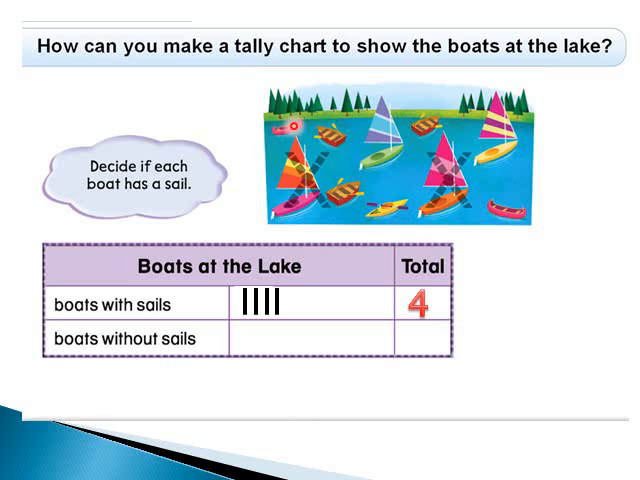For each boat, a tally mark. This first boat, one tally mark. The second boat, another tally mark. This boat, a tally mark. This boat, a tally mark. Now take care. I have 4 tally marks. So for this second boat, how will I put my tally mark? Yes, I will close it, or hold the bundle. This is 5. And this last boat doesn't have a sail, so I will put a tally mark. So how many boats without sails? This bundle is 5, so 5 and 1 is 6.